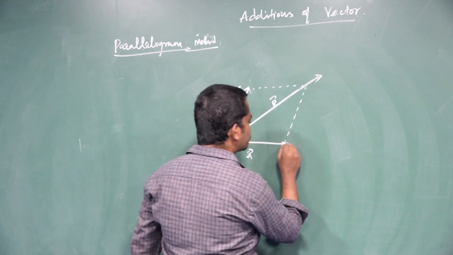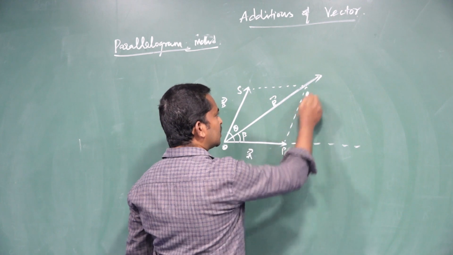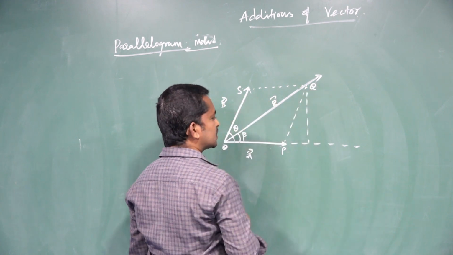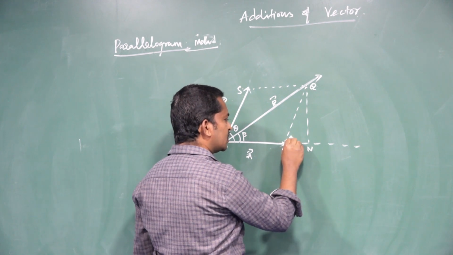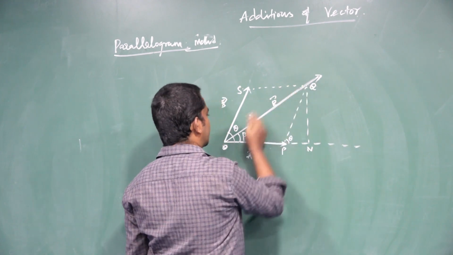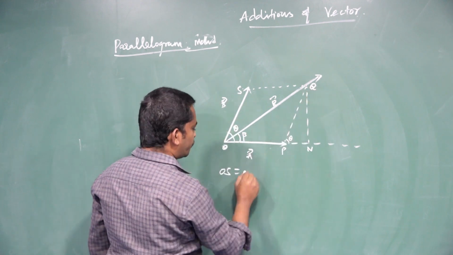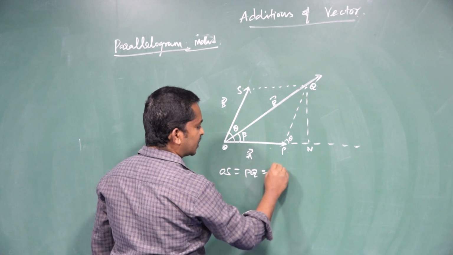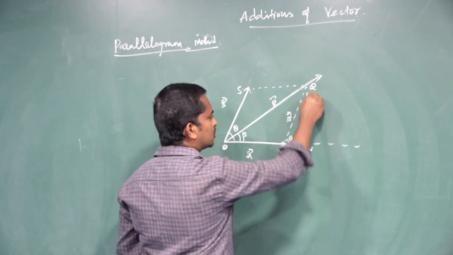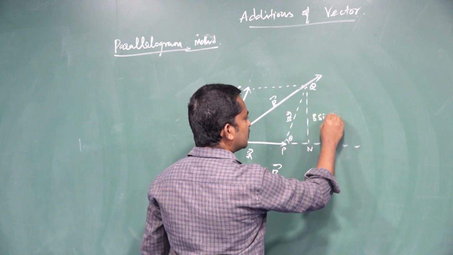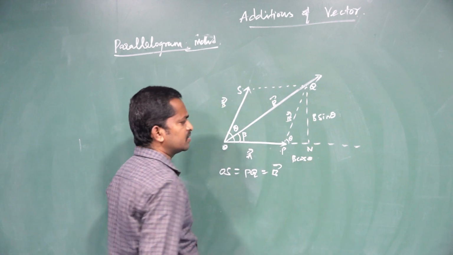As usual, extend this point. This is OP, this is Q, point S, this is N, as you know well. This is the angle between A vector and B vector. Here OS is equal to PQ, which is equal to B vector. This is also B vector. As you know well, what is QN? B sin theta. What is PN? B cos theta. It is very important.